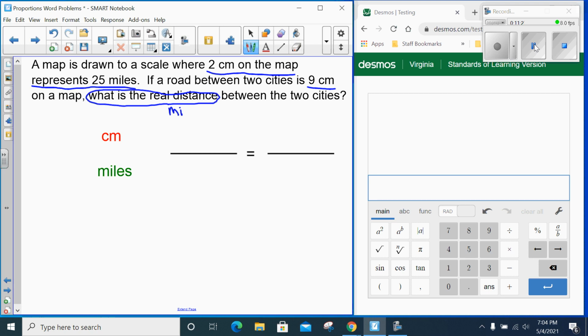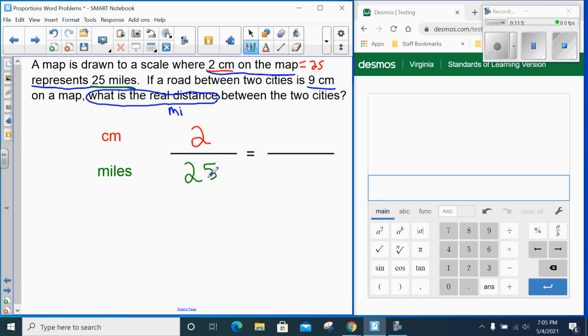So they're saying that this 2 centimeters here equals this 25 miles. They're saying that those are equal. So what we're going to do is set those up with each other down below. So I'm going to write my 2 centimeters in the top and my 25 miles down below. So I'm going to color code miles in green and write 25.